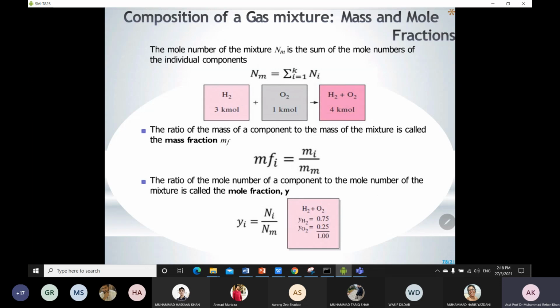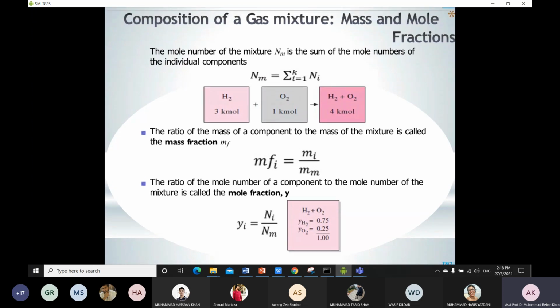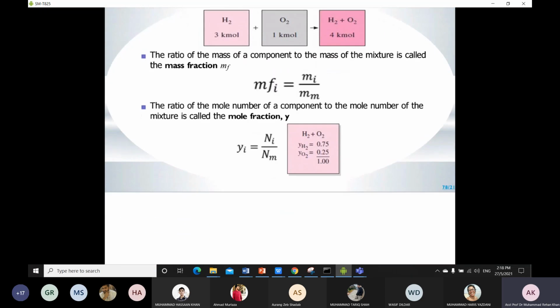I hope you have already seen these types of equations in your chemistry classes in FSc. These are the same things that you already studied. But before analyzing a more difficult question, we have to go through these equations.